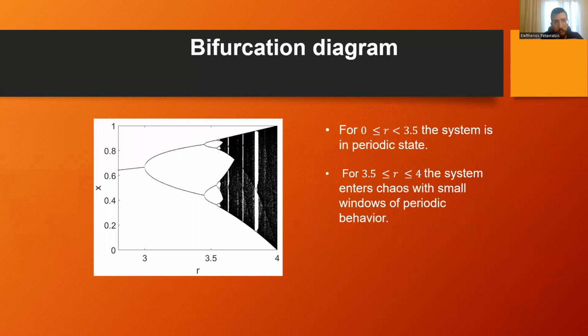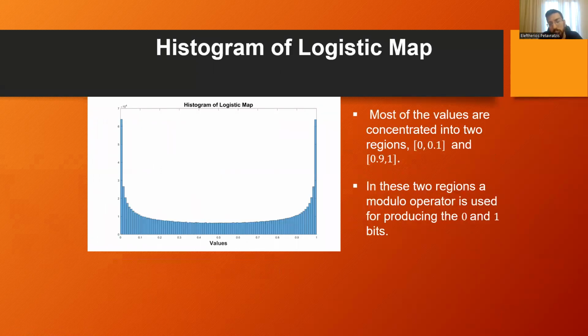Here you can see the bifurcation diagram of our system. And you can notice that for values of parameter R until 3.5, the system shows a periodic behavior. And after that point, it enters into chaos. Here you can see also the histogram of the logistic map. And you can notice that in two regions, the majority of the values of this system are concentrated.